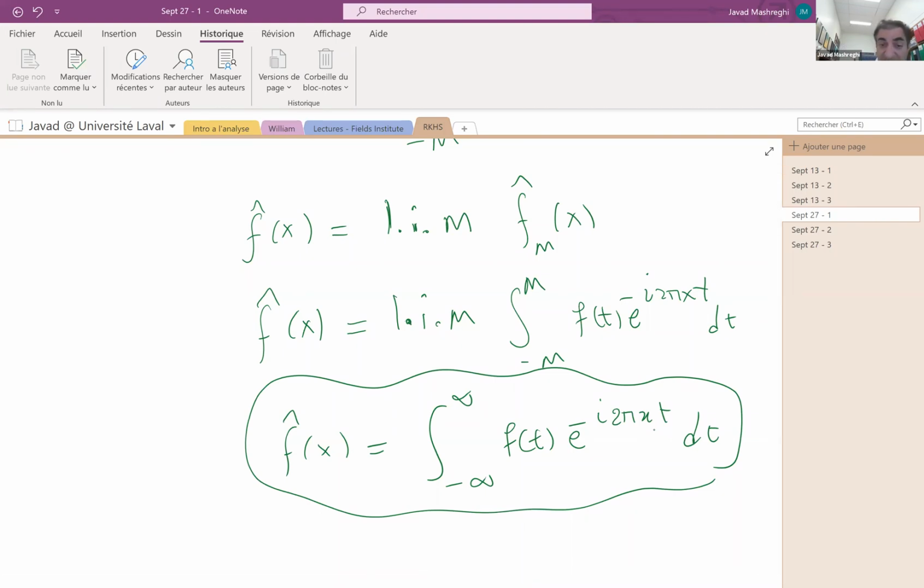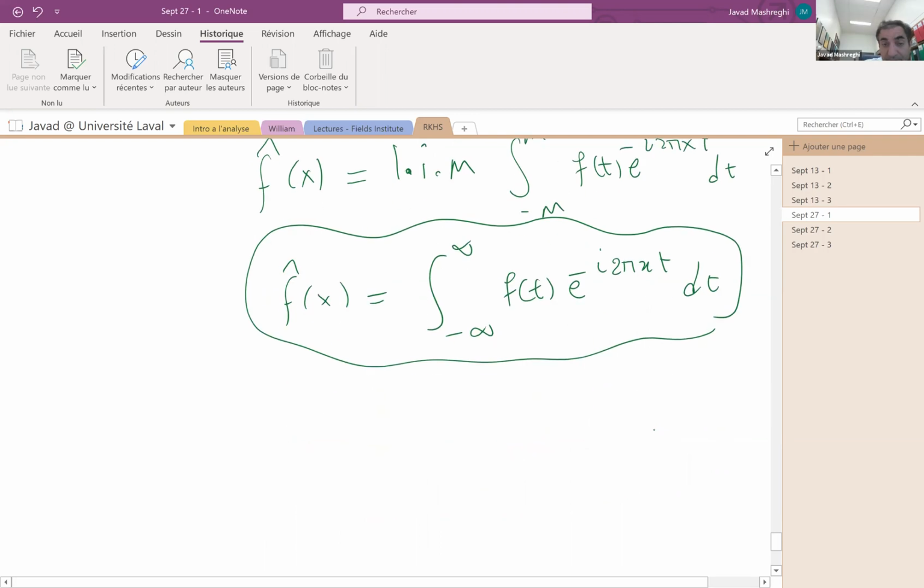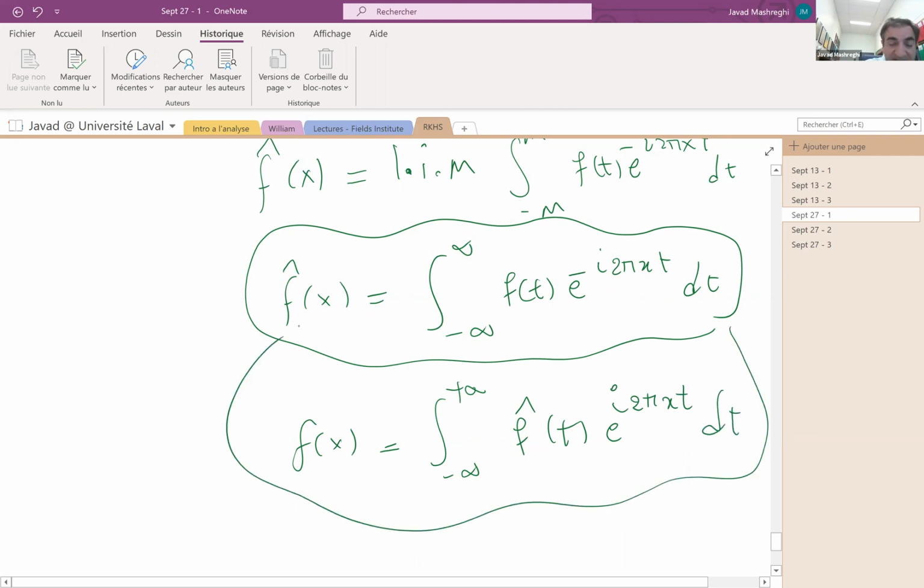And the same for its inversion. I mean, f of x equal to the integral from minus infinity to plus infinity of f hat of t e to the i 2 pi x t dt. It has precisely the same meaning as before. This is a limit in L2, limit in the mean. If you keep this in mind, everything goes well.